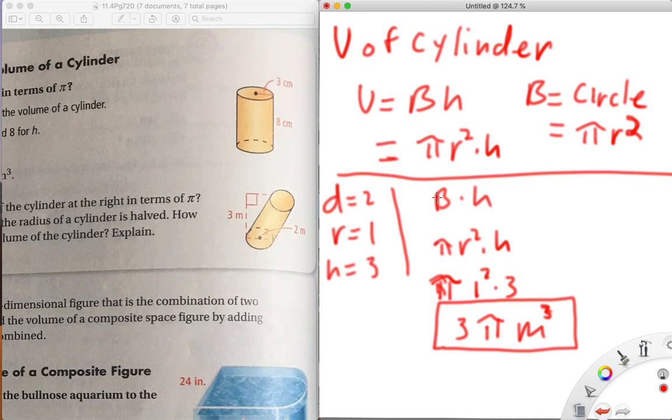Okay, so we have volume equals base times the height, but since the base is a circle, we use the area of a circle equation, which is pi r squared. We have a radius of 1, we substitute it for r. We have a height of 3, we substitute it for h. So it's going to be pi times 1 squared times 3. 1 squared is 1, 1 times 3 is 3. And we get 3 pi meters cubed.